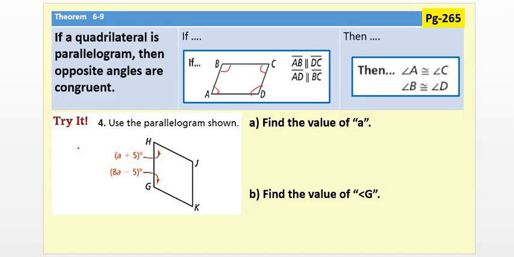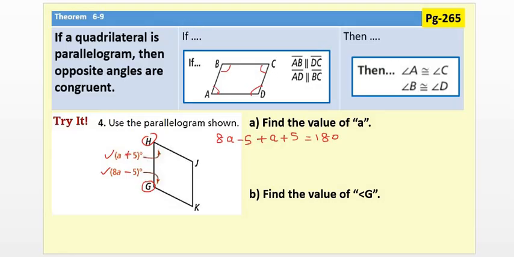Now we know from the previous theorem that these are the two consecutive angles, so that's why their sum will be 180. If I make it dark for you, here we have the minus sign and here we have the plus sign. That means if 8a minus 5 and I add it to a plus 5, the sum will be 180. Clear? G and H are consecutive angles, so the sum of this and this will be 180.